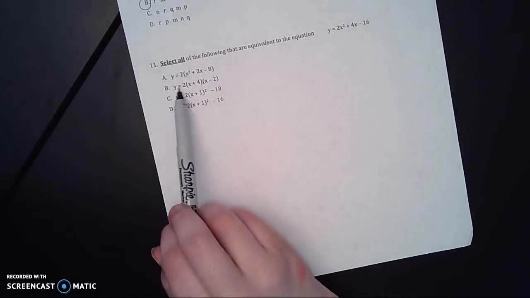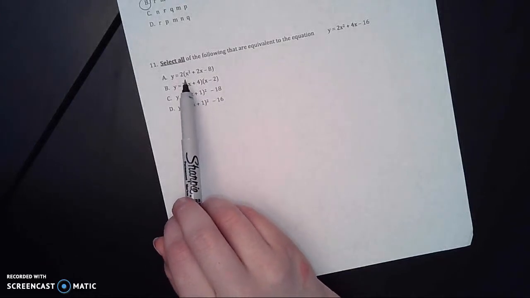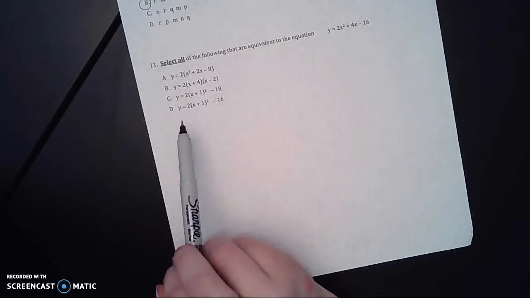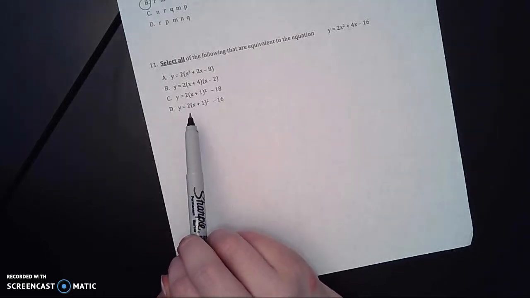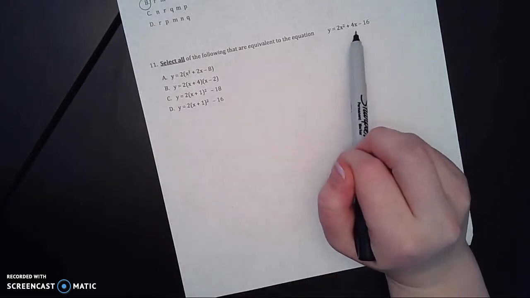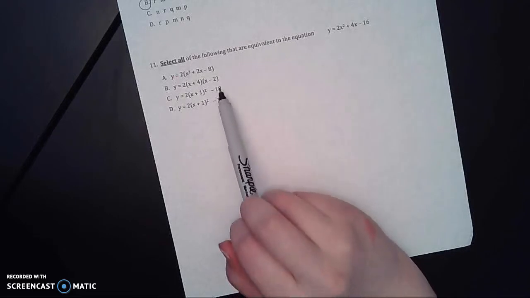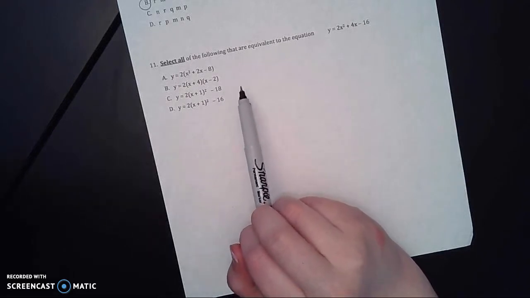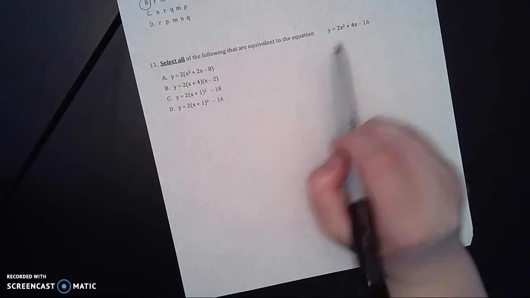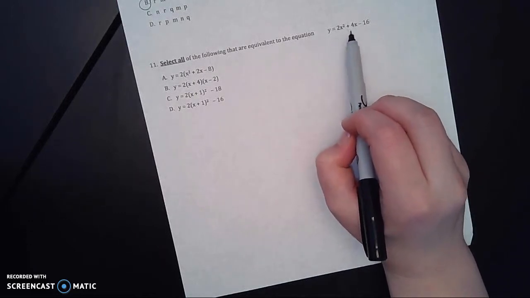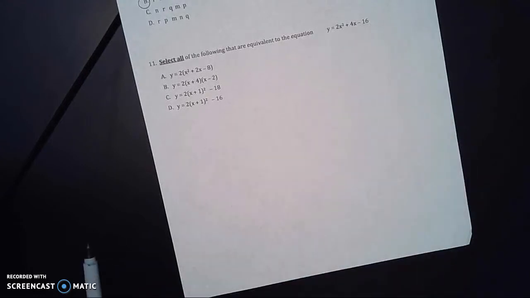I notice A is factored, they take a 2 out. B is also factored, and C and D are in vertex form. So it's my clues that I need to factor this equation, and I also needed to put it in vertex form to see if either of these ones are equal to it. So let's look at the equation. The equation says y equals 2x squared plus 4x minus 16.